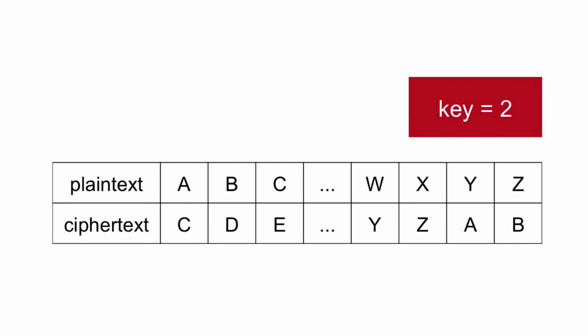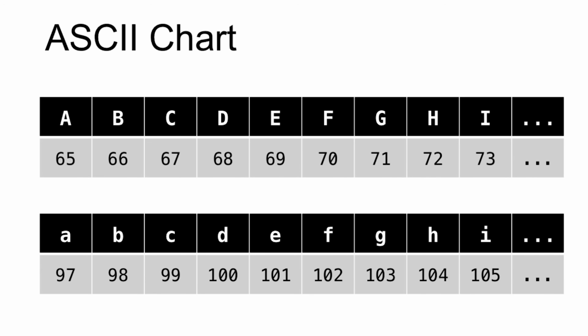Going back to our simple example of shifting the alphabet by a key of 2, how do we actually get that to work? Well, turns out that characters and integers are very closely related. Each character has an integer value associated with it, found in the ASCII chart, where each character's ASCII value is displayed. So an uppercase A corresponds to an ASCII value of 65 and a lowercase a to an ASCII value of 97. Feel free to look up any ASCII chart online to see these values for yourself.